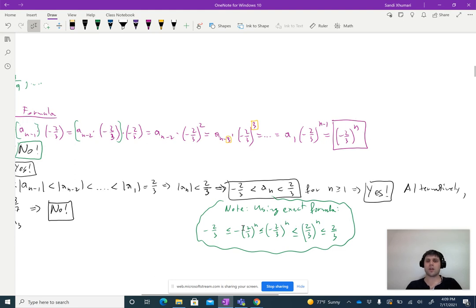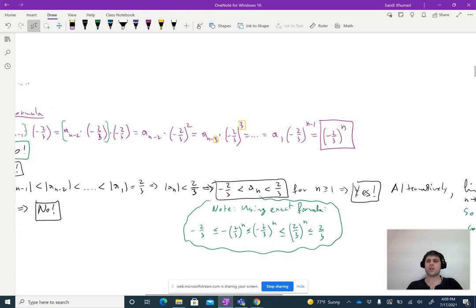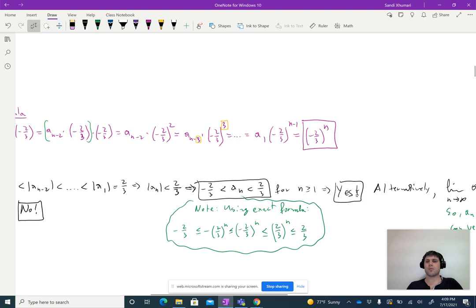I could also use the exact formula here to argue. Negative 2/3 to the n is bounded by 2/3 to the n and negative 2/3 to the n. But then each of these you keep multiplying, so they get smaller. If you make the exponent 1, that is going to be a bigger number. And because this is negative, that will make it a negative number. And so we have that a sub n, which is this middle term, is between negative 2/3 and 2/3. And so yes, it is bounded.